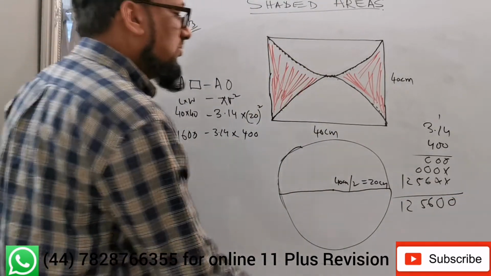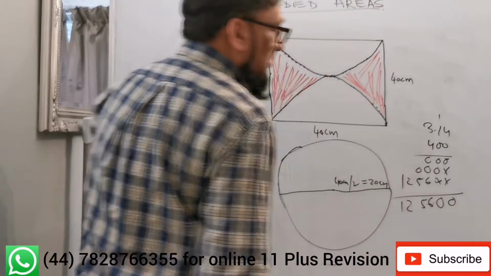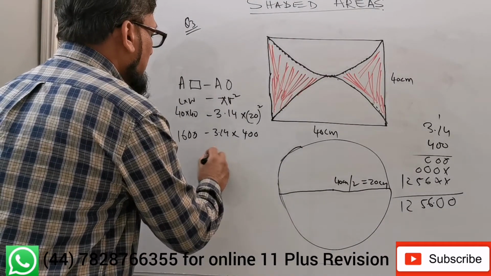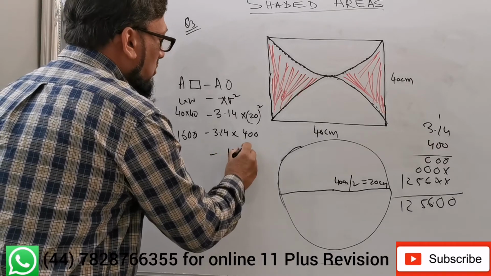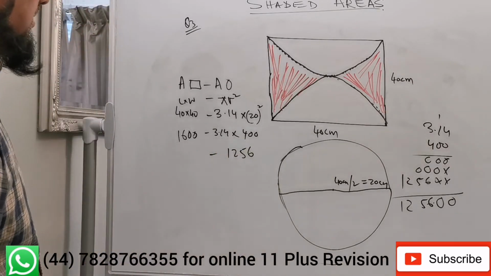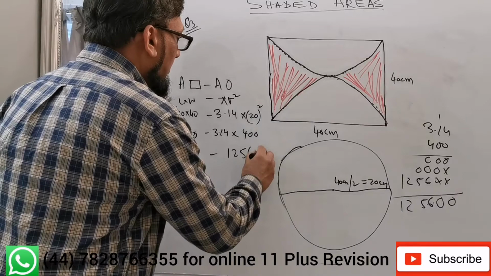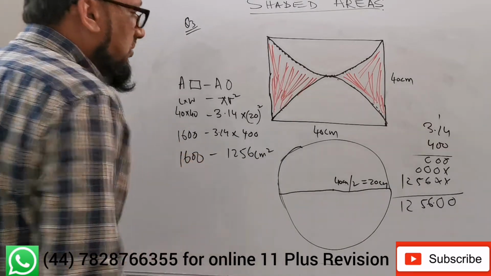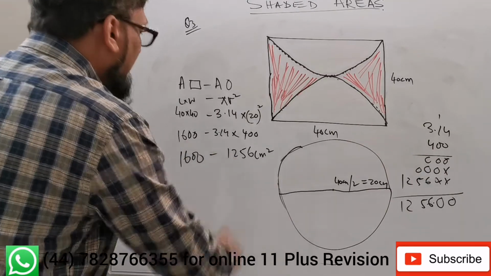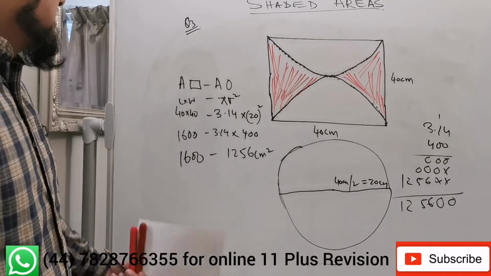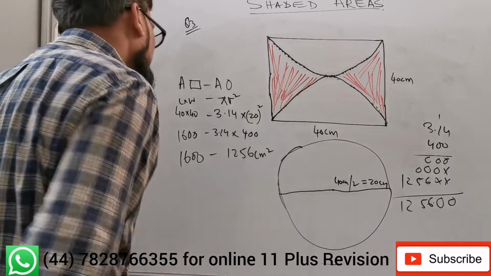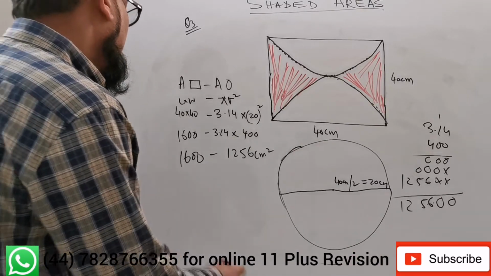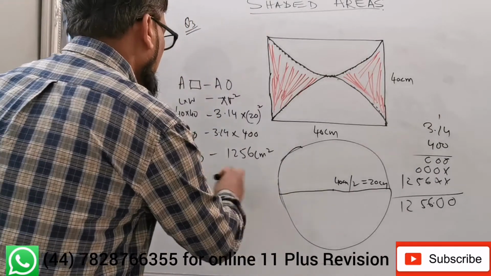How many decimal places? 2 decimal places. So it means 1256, which is the area of the circle. Now what we do? We need to subtract, okay? 1600 take away 1256, and you can do what?